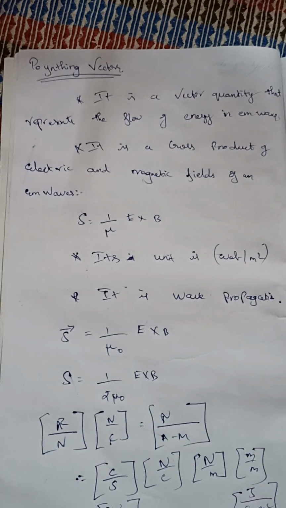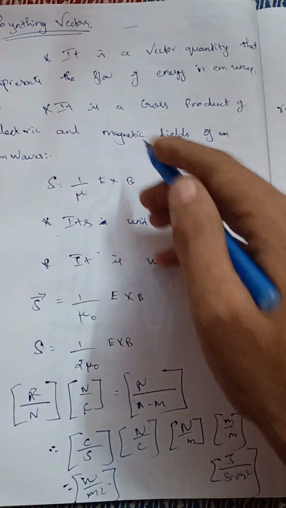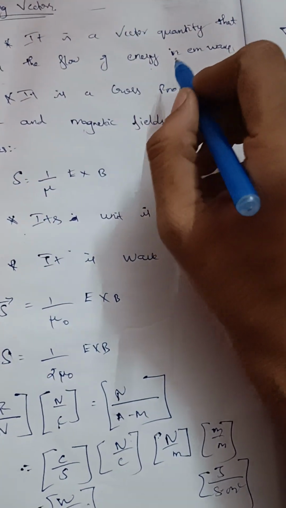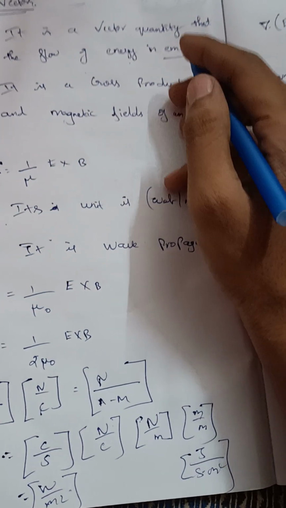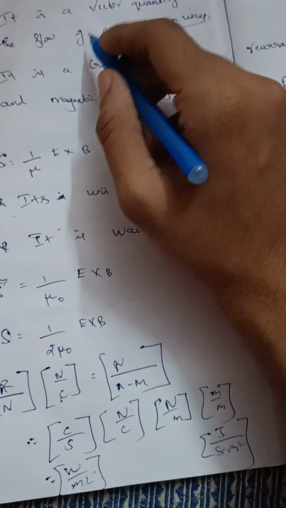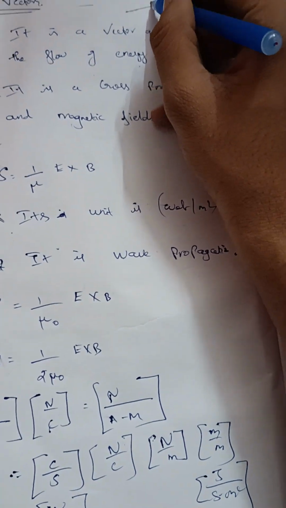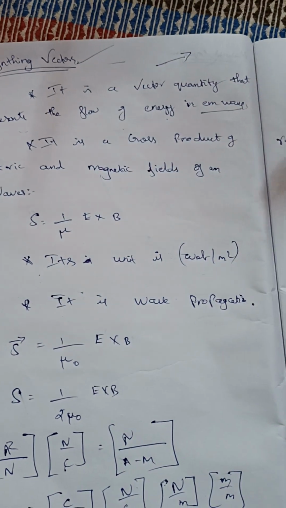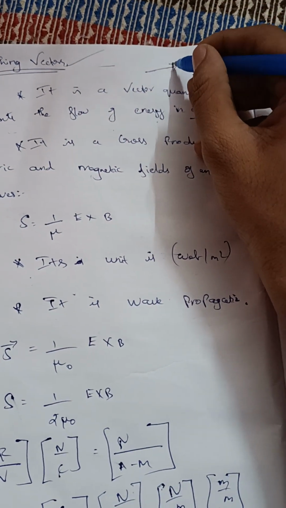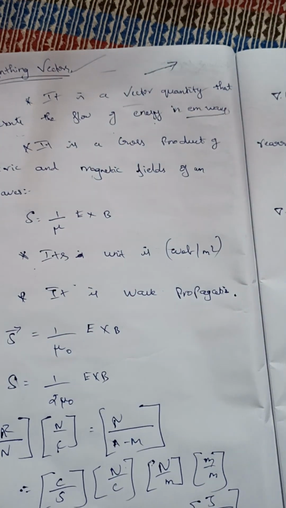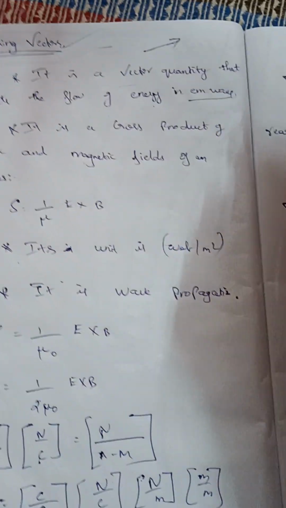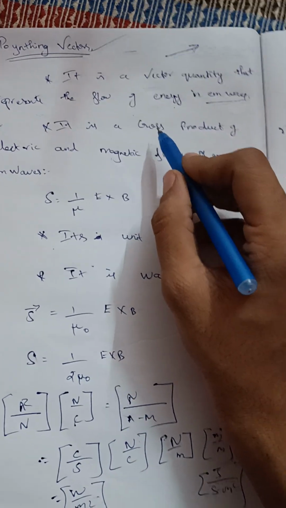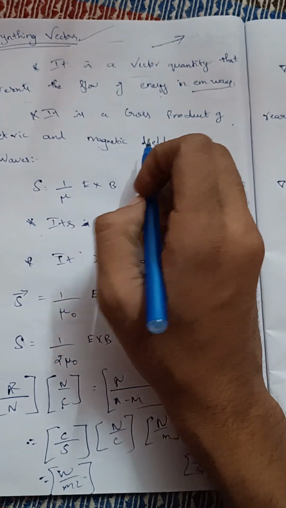In this video we are going to see about the Poynting vector. It is a vector quantity that represents the flow of energy in electromagnetic waves. The direction of the flow is represented by the Poynting vector. It is the vector quantity that points in the direction of the flow, and that is called the Poynting vector. We can also say that it is the cross product of the electric and magnetic fields.